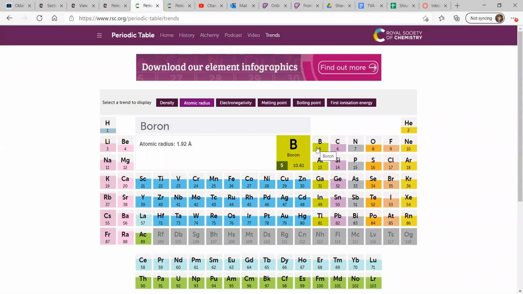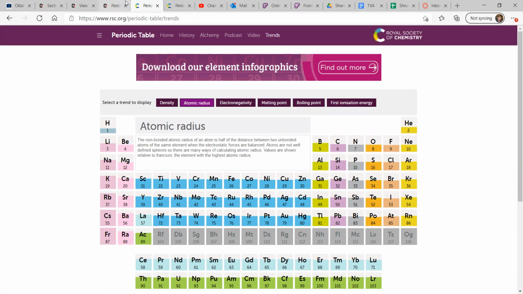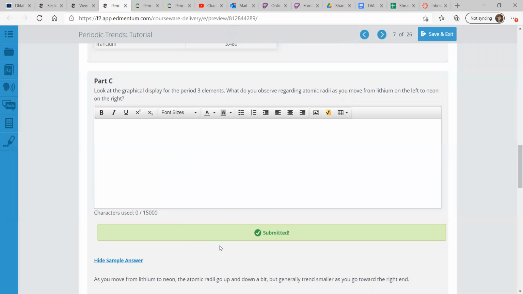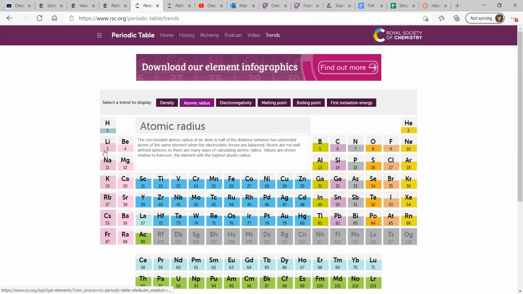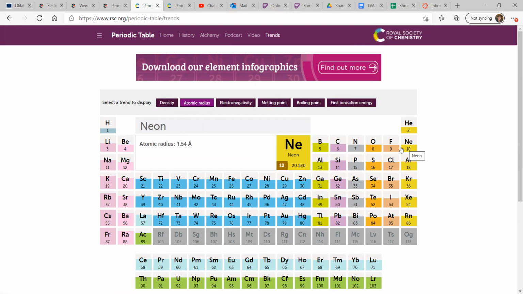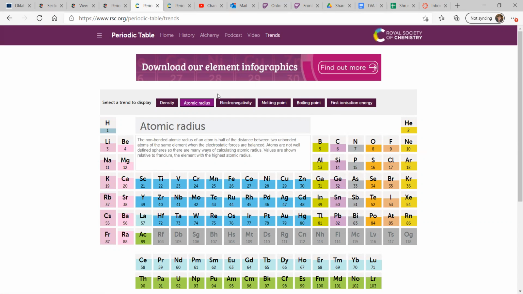Then back up 1.92, 1.7, 1.55, 1.52, 1.47, 1.54. So as you move from lithium to neon, the atomic radii go up and down, but generally trend smaller as you go toward the right end. So you have bits where it jumps up and down, but we started out at 1.82 and we ended at 1.54. So it generally went down.